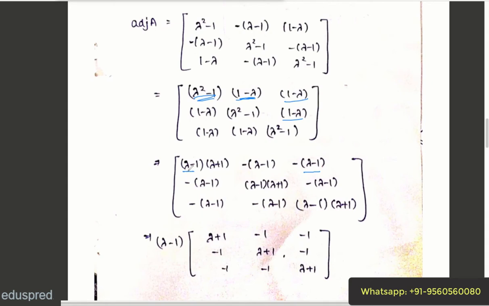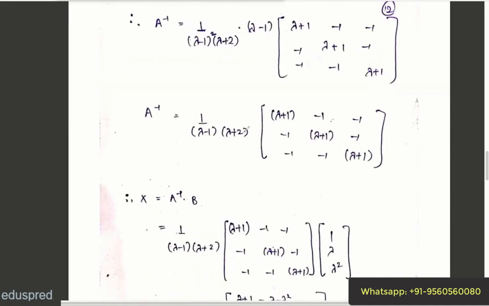Note that this is not the determinant. We are dealing with the matrix here. Had it been the determinant, then we would take out lambda minus 1 from this row and from this row, and we would get the value of lambda minus 1 whole cube. But we are dealing with matrices here, and this is just a number. That's why we have the power of 1 here and not 3. So the adjoint of A becomes lambda minus 1 multiplied by this matrix.